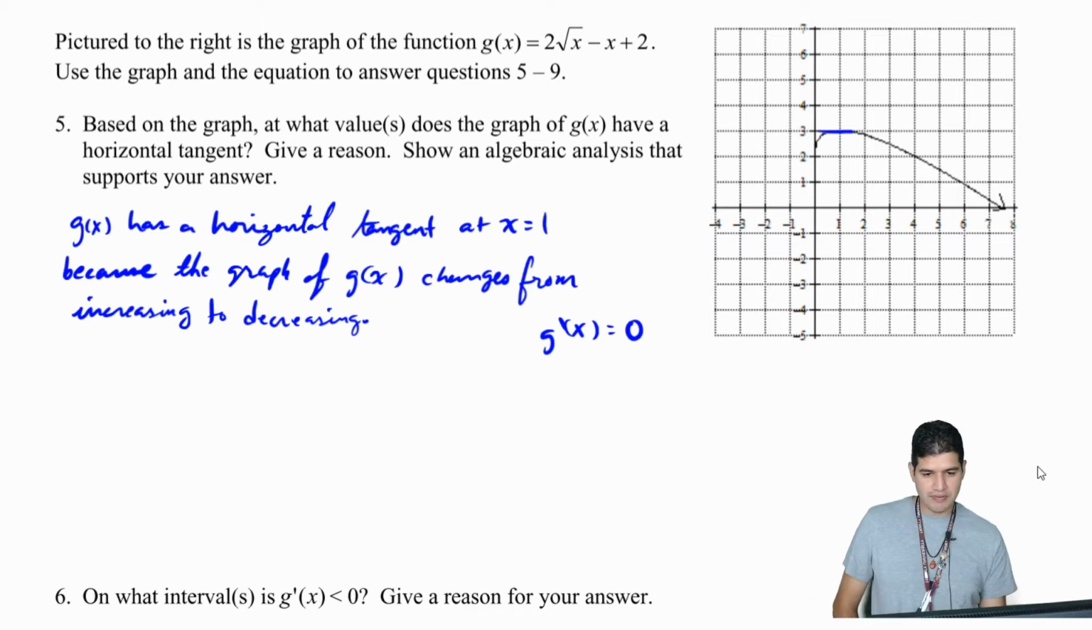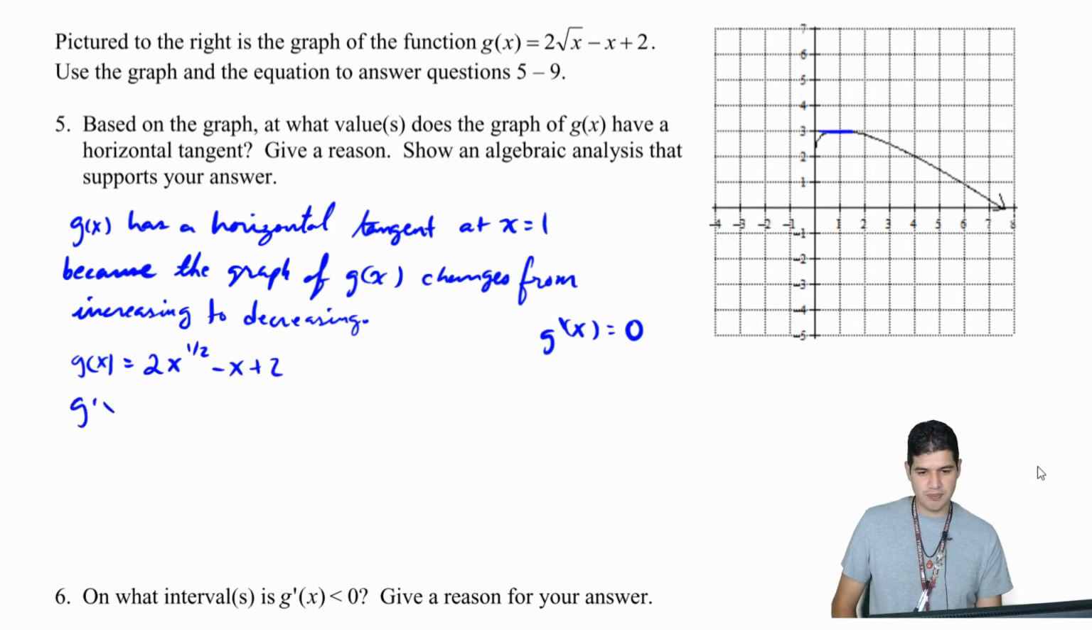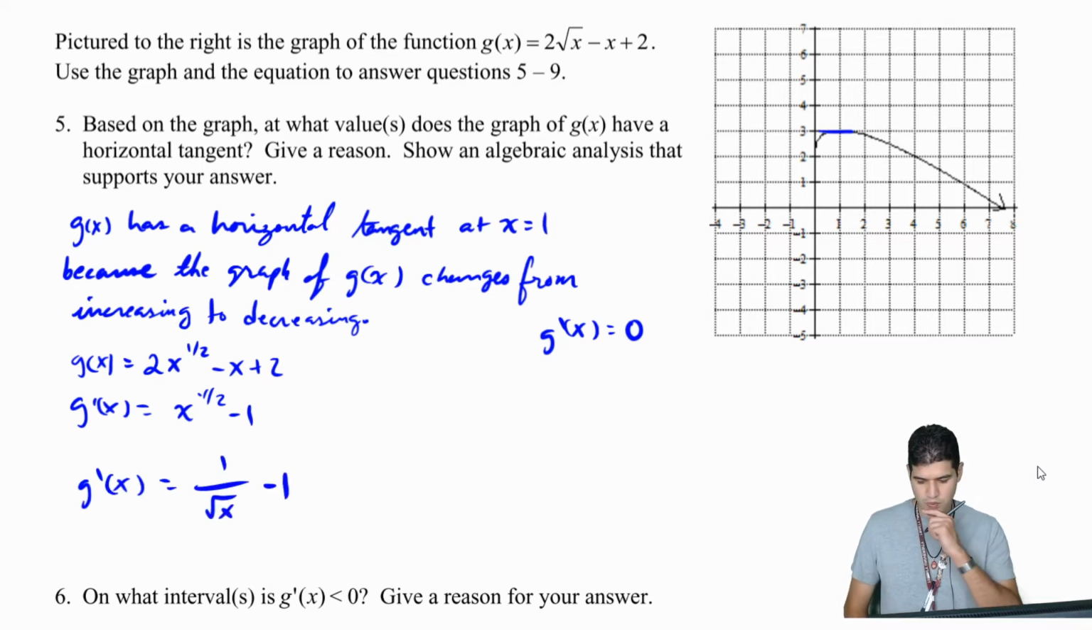So let's take g of x real quick and rewrite it in polynomial form: 2x to the 1/2 minus x plus 2. And let's find that derivative. That's going to be g prime of x equals x to the negative 1/2 minus 1. I'm actually going to rewrite that: g prime of x equals 1 over the square root of x minus 1.